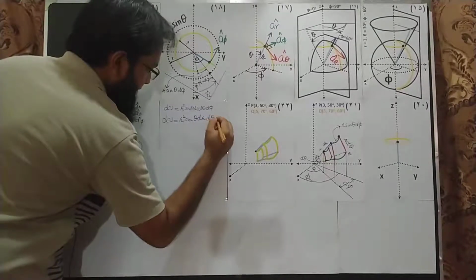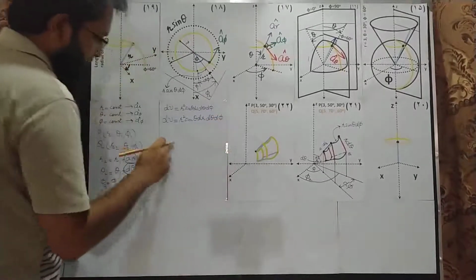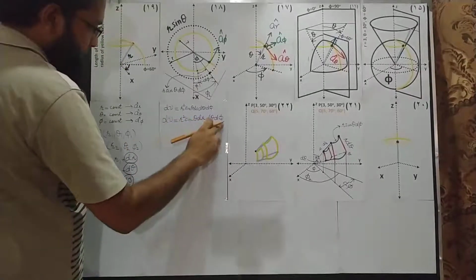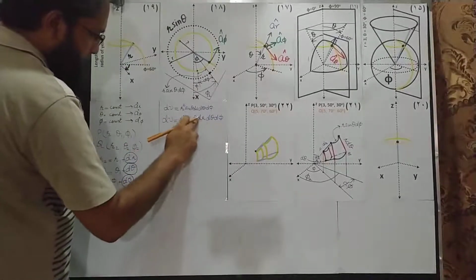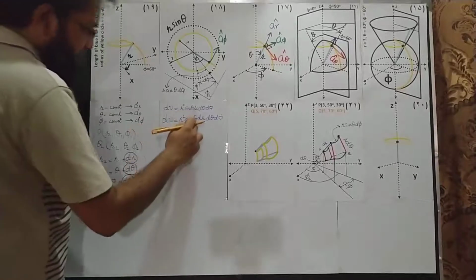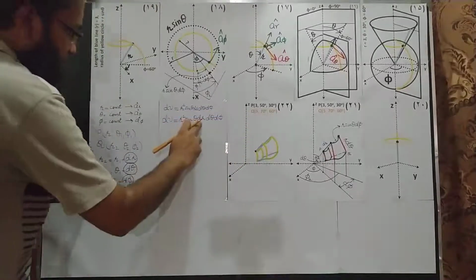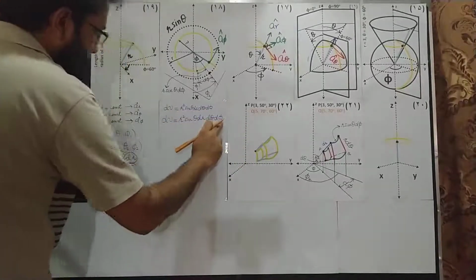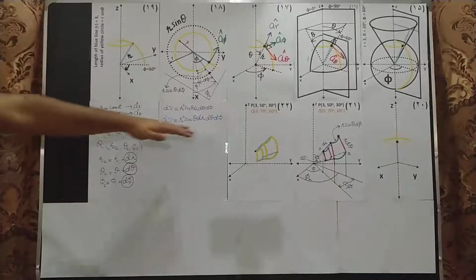dr d theta d phi, r square sine theta dr d theta d phi. It is customary to write all the variables of r first, then theta, and then phi, then differential of r first, then differential of theta, then differential of phi. So this is differential volume.